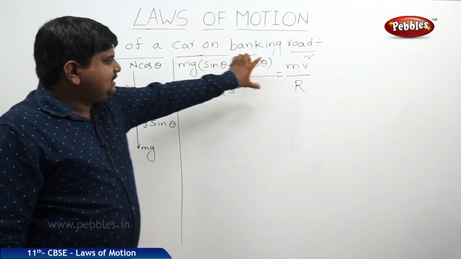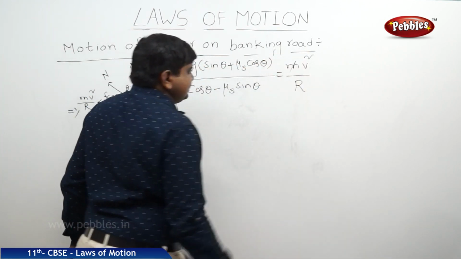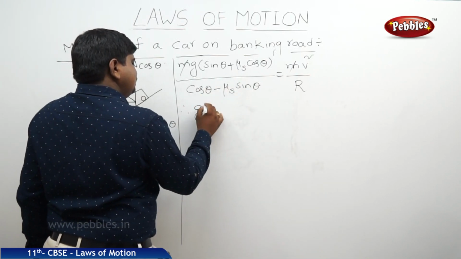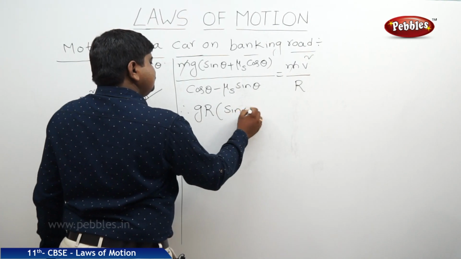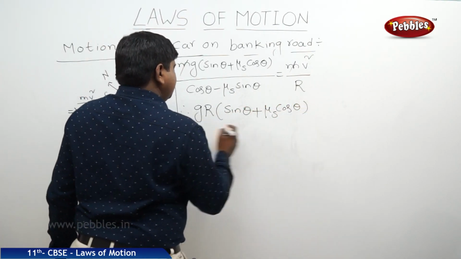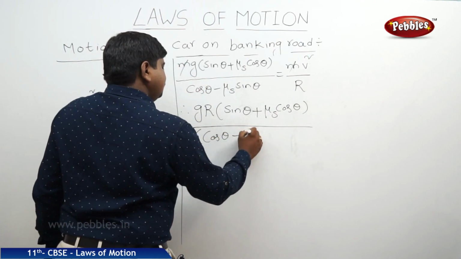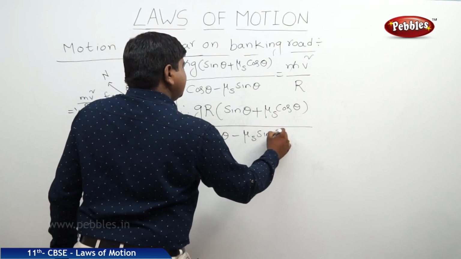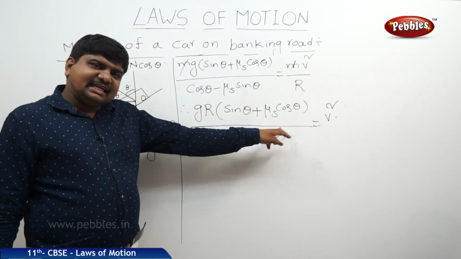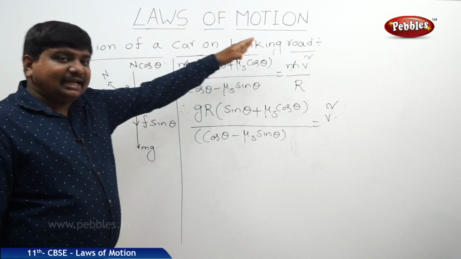So this whole expression is equal to the centripetal force. Therefore, m and m get cancelled. If we cross multiply, gr of sin theta plus mu s cos theta, whole divided by cos theta minus mu s sin theta, is equal to v square. This is the basic equation to find the velocity of the body when it is moving on banked roads.